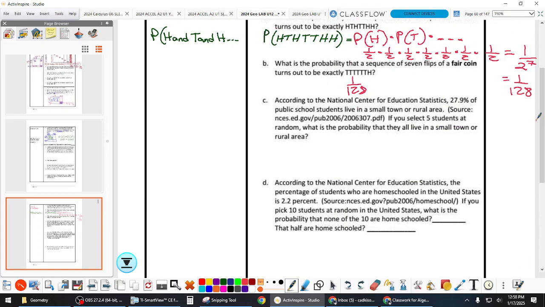So this is homeschool versus public school. Public school living in a small town, and then we do homeschool. 27.9% of public school students live in a small town. And it says if you select 5 students at random, that would probably be like nationwide. Just pick randomly 5 kids. What's the probability that they all live in a small town? So we're not going to take time to do it. I just want you to say what you would do. So probability that they all live in a small town. If we just randomly pick 5 students from our country.